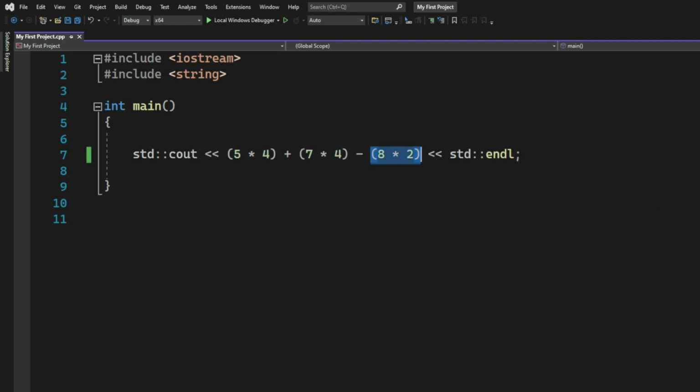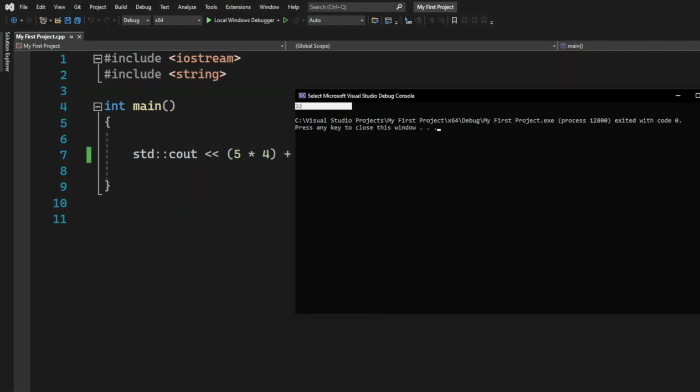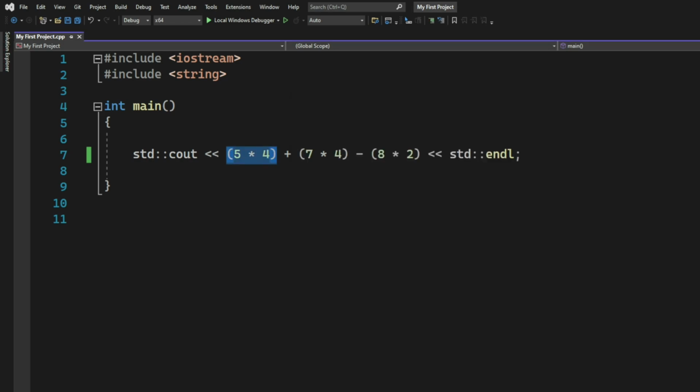When we run the program, you can see that the result is 32. This is because the calculation in parentheses goes first. I have 20 in the left one, 28 in the middle one, and 16 in the right one. Then addition comes after. 20 plus 28 equals 48. Then subtraction comes after that. 48 minus 16 equals 32, the result.